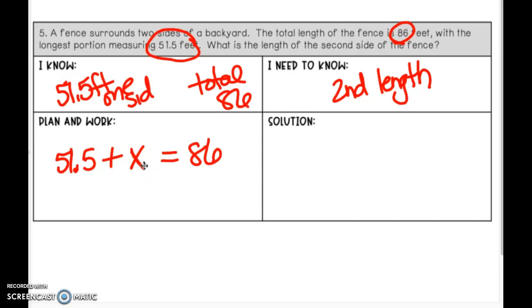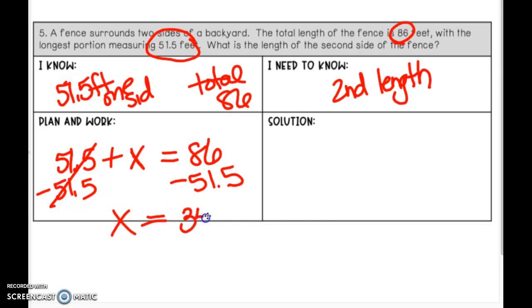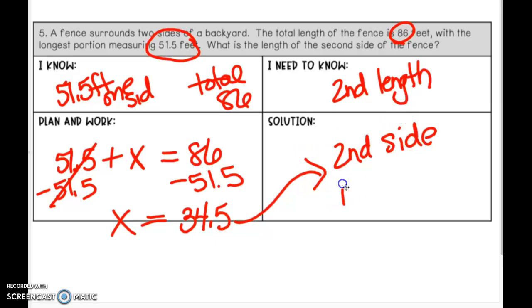So we want the x by itself, so we've got to get rid of this over here. So the opposite, or to zero this out, we're going to subtract 51.5 from both sides. That equals 0. And 86 minus 51.5 is 34.5. And so our second side is 34.5, and we are looking at feet long.